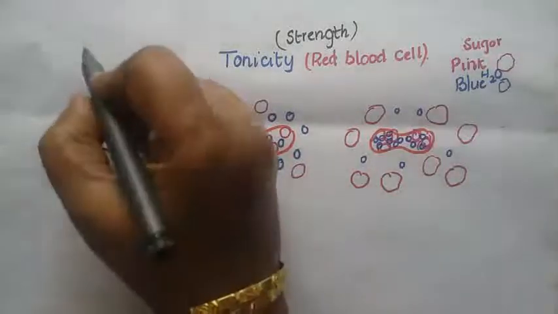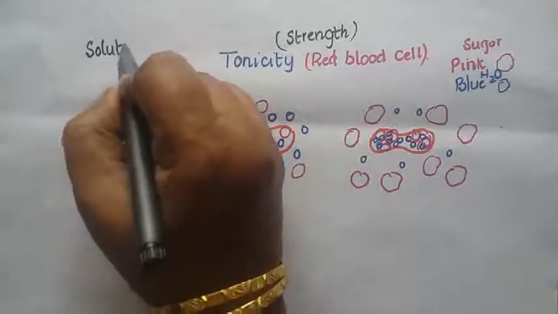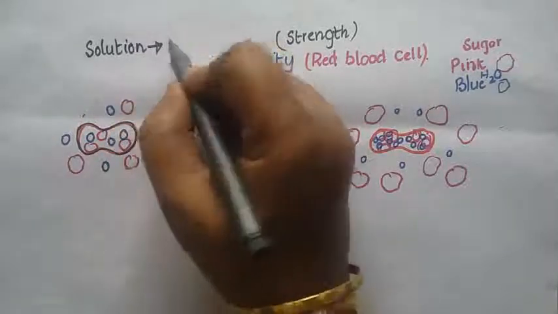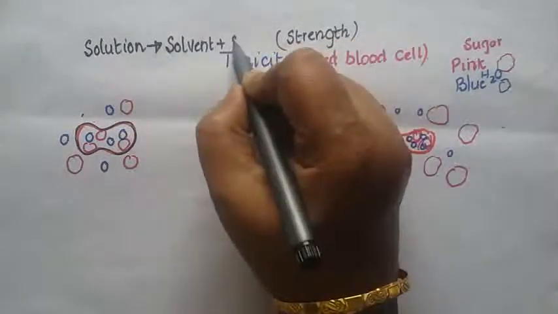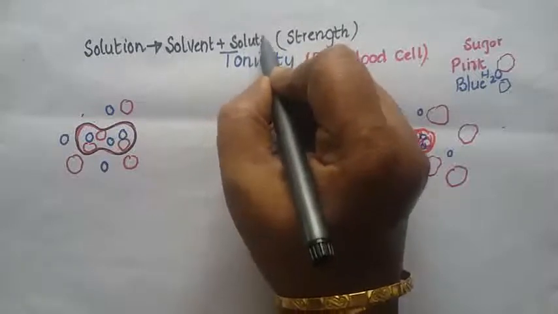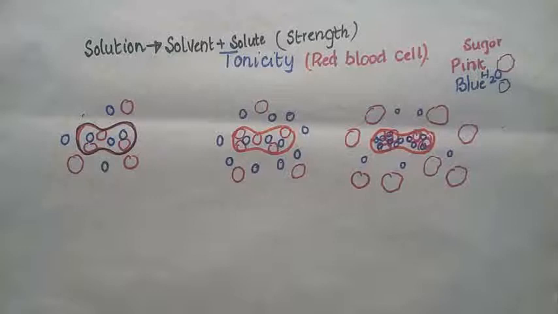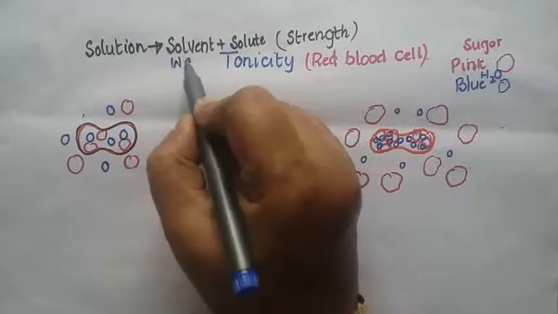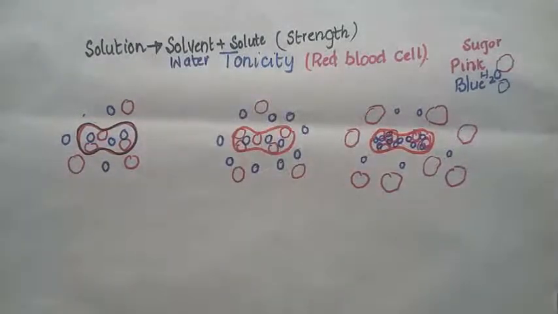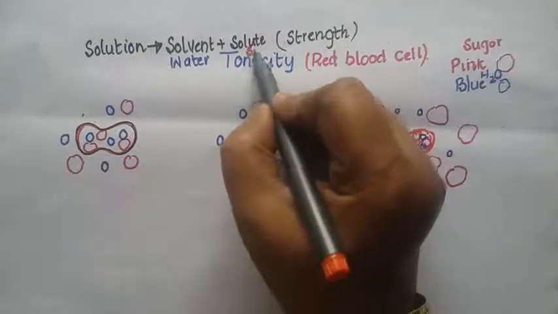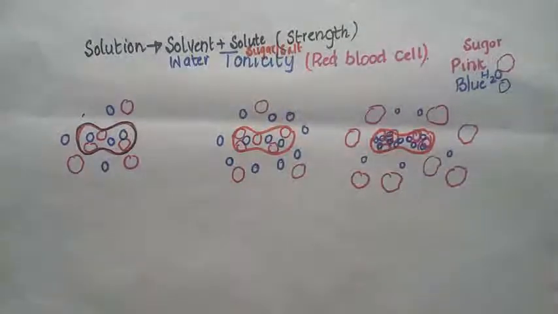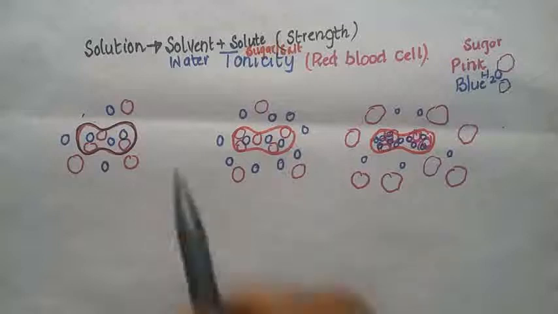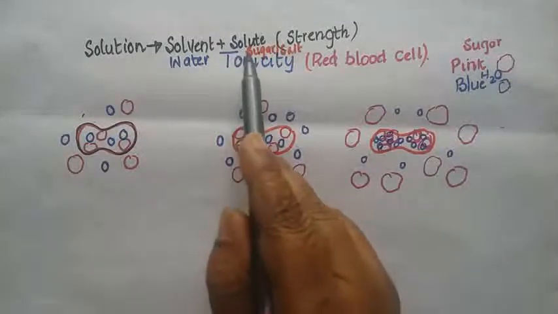We know that a solution comprises two parts: the solvent, which is a liquid medium, followed by the solute, nothing but the solid particles which are dissolved in the solvent. So the solvent is nothing but the water, and the solute is nothing but the sugar crystals, or it can be salt also. Thus the solution comprises two components known as solvent and solute.